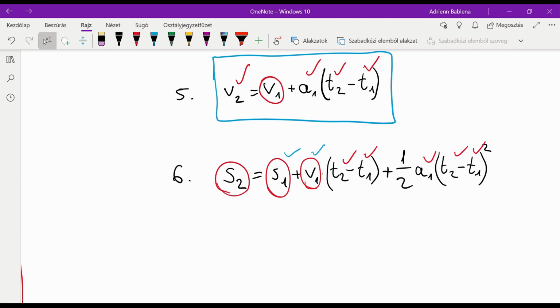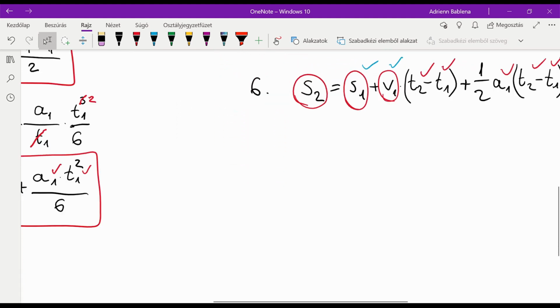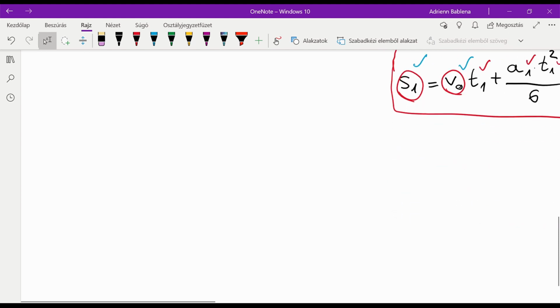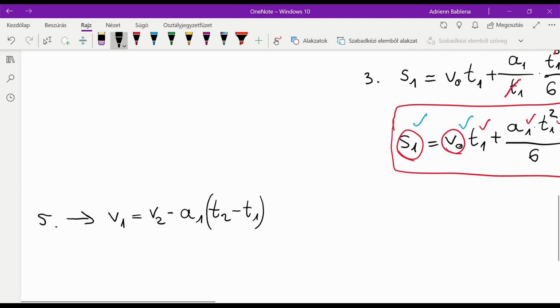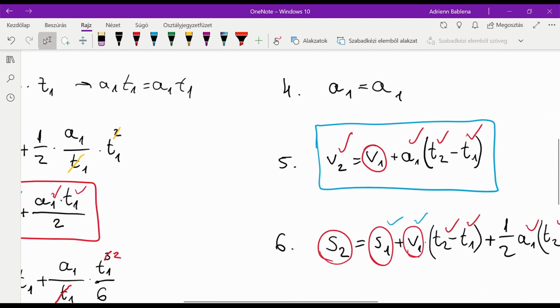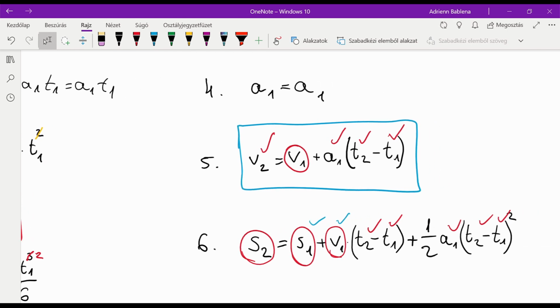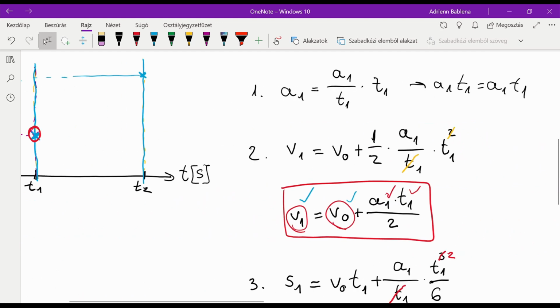Now, fifth equation, our unknown parameter is V1. So from the fifth equation, V1 is V2 minus A1 times T2 minus T1. So I moved the acceleration part to the other side. Yes, V1 equals V2 minus A1 times T2 minus T1. Okay.